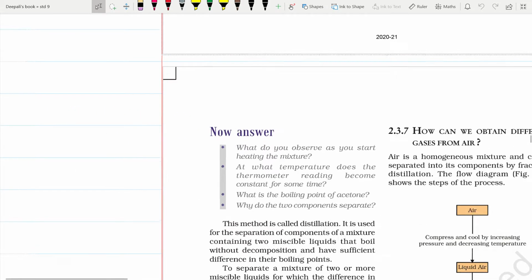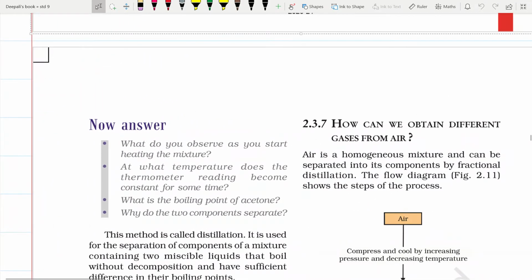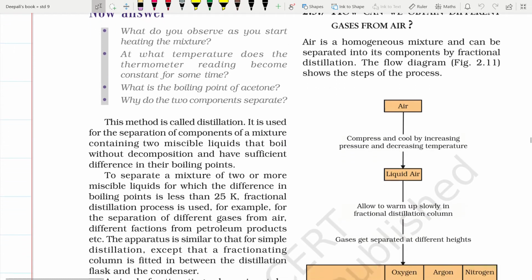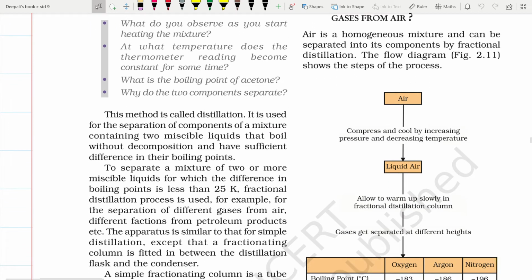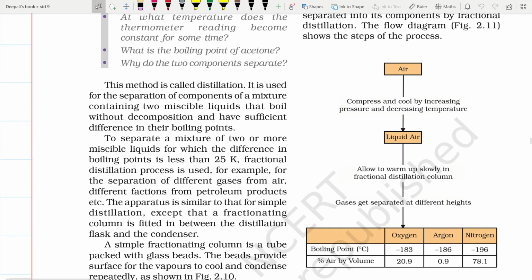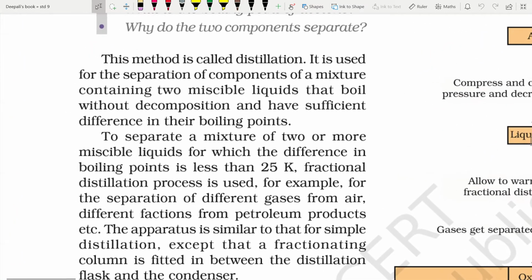So you will be able to answer these questions easily now. This method is called distillation. It is used for separation of components of a mixture containing two miscible liquids that boil without decomposition and have sufficient difference in their boiling points.